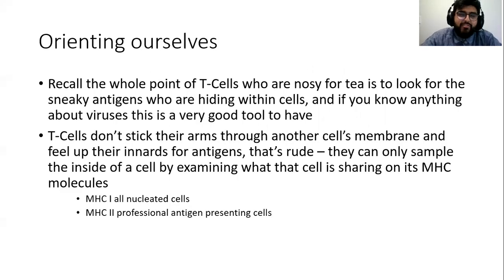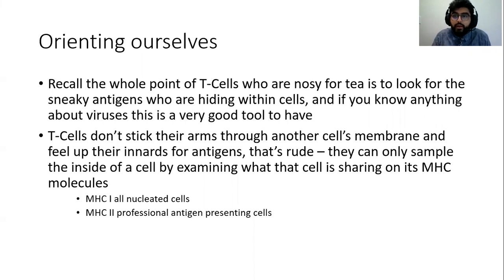So let's orient ourselves. Where are we? Recall that the whole point of having T cells is to have these very nosy cells that can look for antigen inside of other cells, right? We established that a lot of the mechanisms in place to detect antigen are primarily extracellular. You have a couple intracellular ones here and there, like some specific toll-like receptors on the macrophages, but by and large, if antigen is hiding inside a cell, it has less probability of getting picked up.